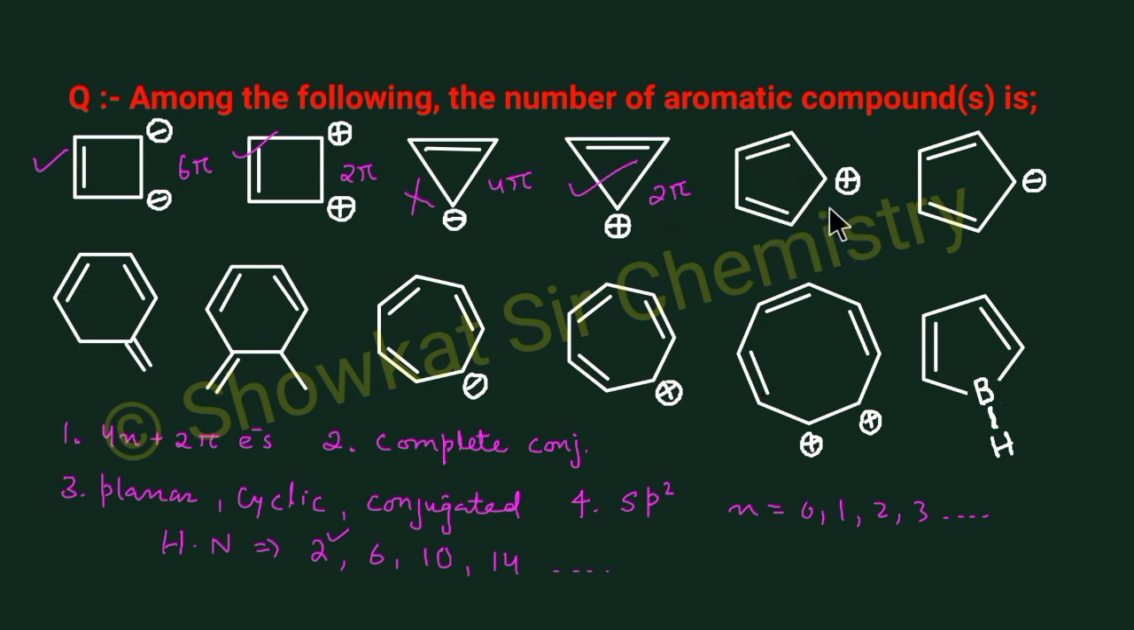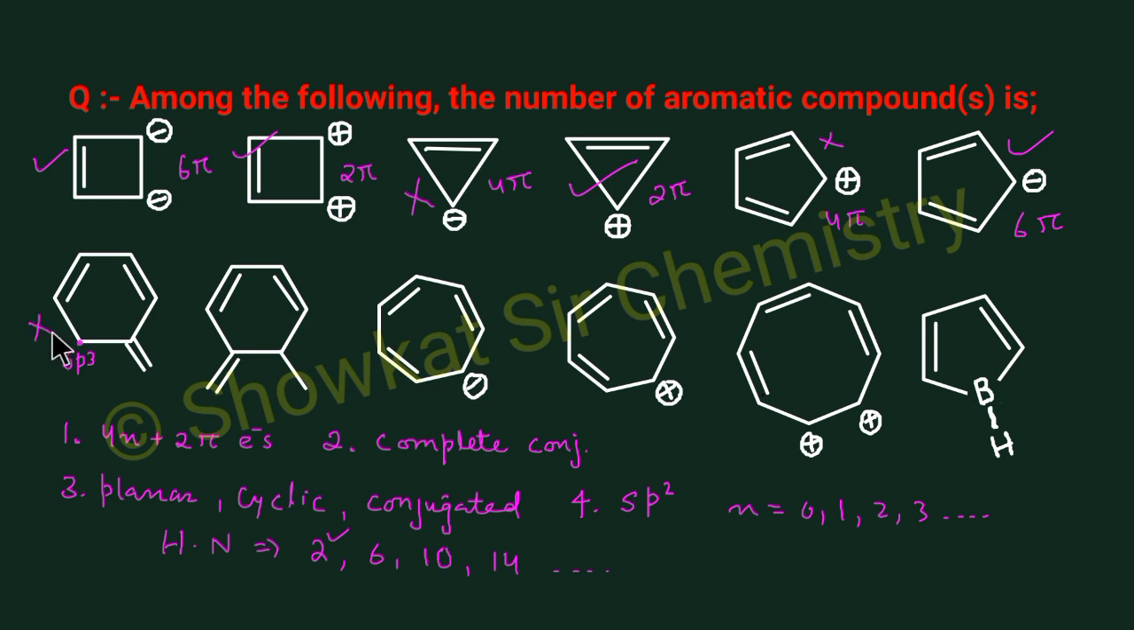Similarly, we have 2 and 2, 4 pi electrons. A 4 pi electron system is not aromatic. And this is 2, 2, 4 and 2, 6 pi electron system, and it is cyclic, planar. Complete conjugation is possible, so it is aromatic. Next molecule has 2, 2, 4, but see here, this double bond is exocyclic. It's outside the ring. It will not be counted in this conjugation. There isn't complete conjugation. You can see this one carbon is sp3 hybridized. So it is not aromatic.